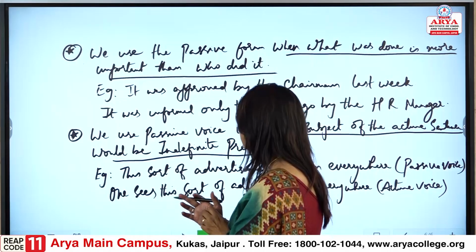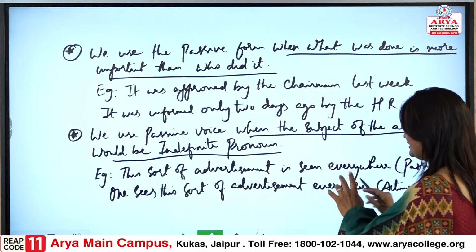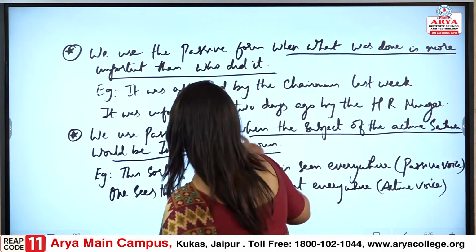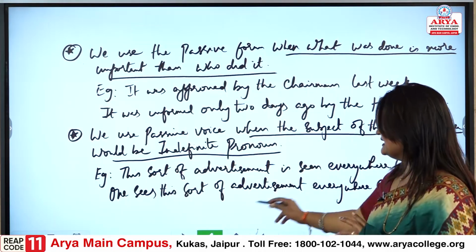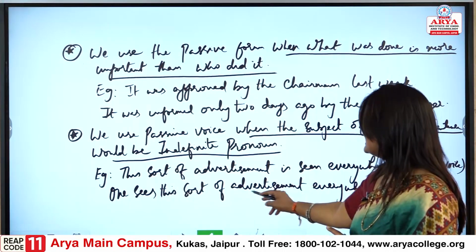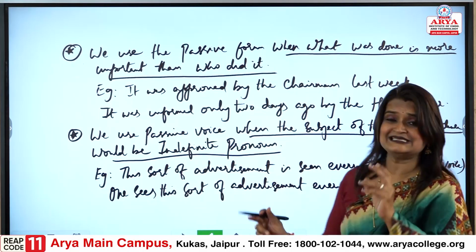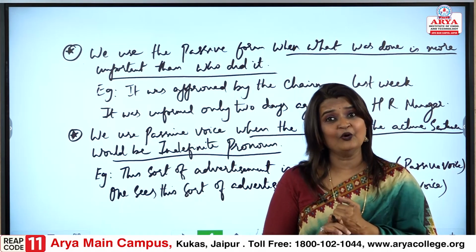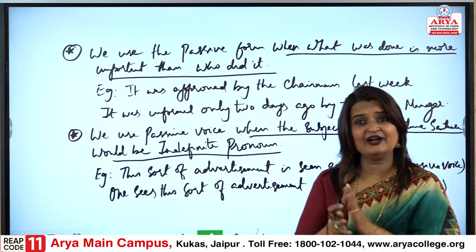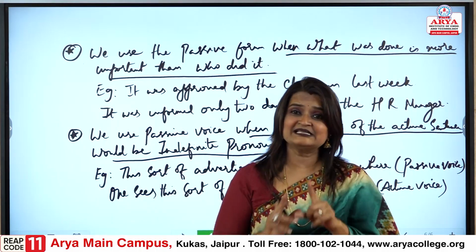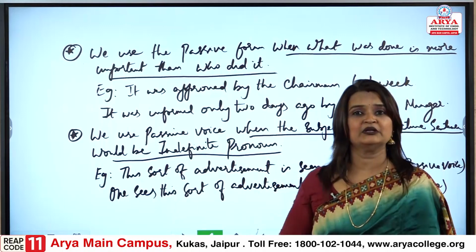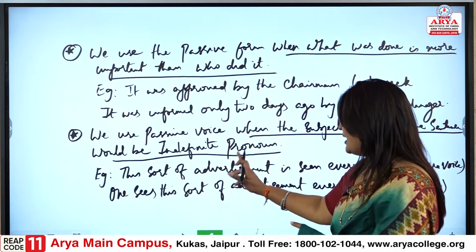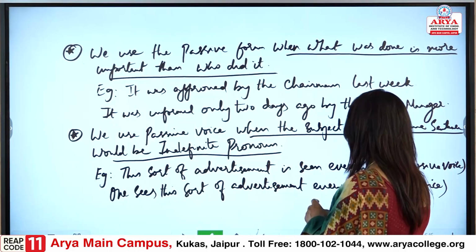So, now let us understand this. One sees this sort of advertisement everywhere. So, we are understanding the subject of the active sentence. "One sees" would be indefinite. Now, who is that one? Do we know which one, or is it talking about everyone? We don't know. This is again an indefinite pronoun. It is not a defined or definite pronoun. So, one sees this sort of advertisement everywhere.